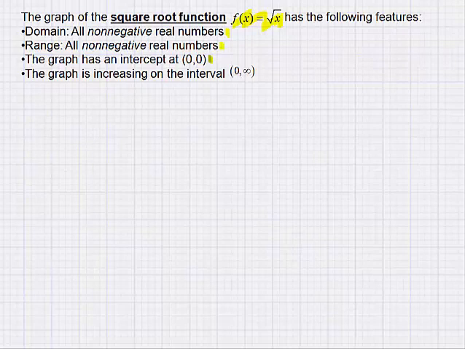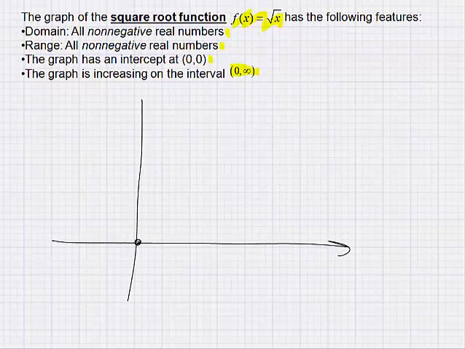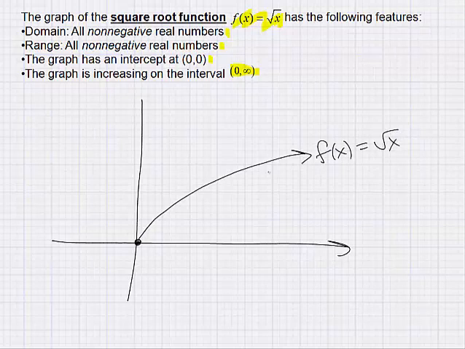The graph has an intercept, 0, 0. Both the x and the y intercept are the same point, 0, 0. And the graph is increasing over its entire domain. The domain is 0 to infinity. So if we look at the graph of the square root function, it looks like this. And this would be f of x equals the square root of x. If you see, it's increasing, but the domain is only from an x value of 0 onward to positive infinity. There is no graph over here.